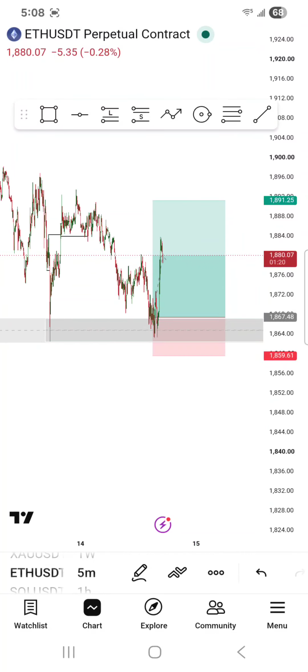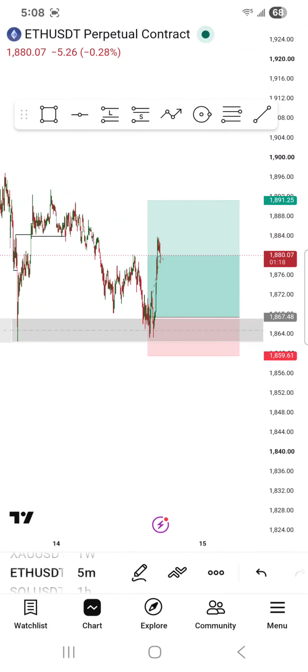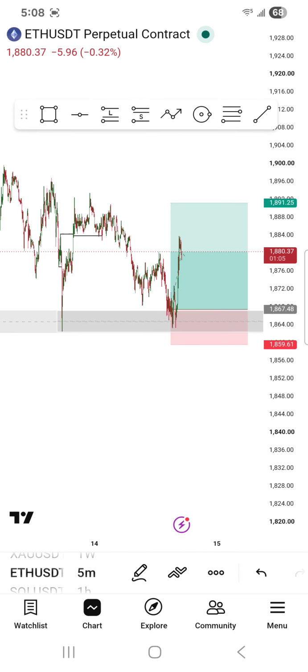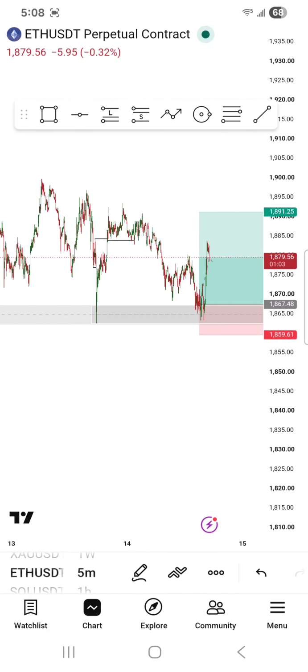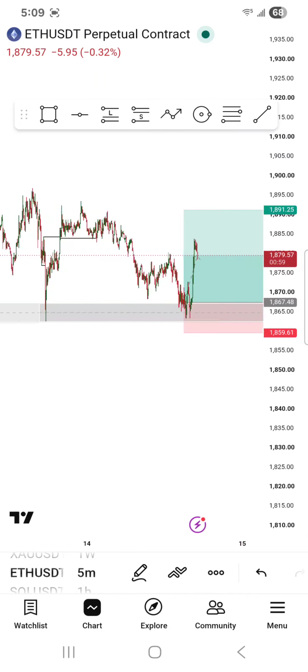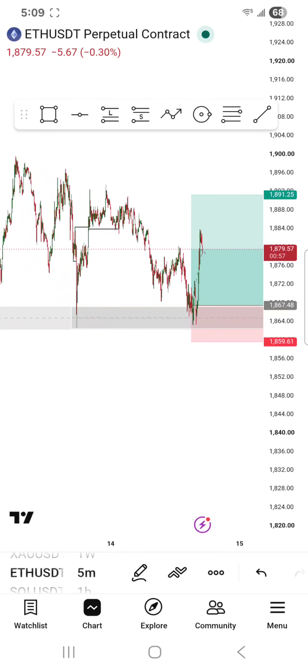Guys, do not be greedy in this industry. I trade 1:3 consistently. I don't use break even. It's either price hits my stop loss or gives me 1:3 take profit. So that is it, guys. That is how I was able to capture this trade. It's currently running on my Bybit right now.